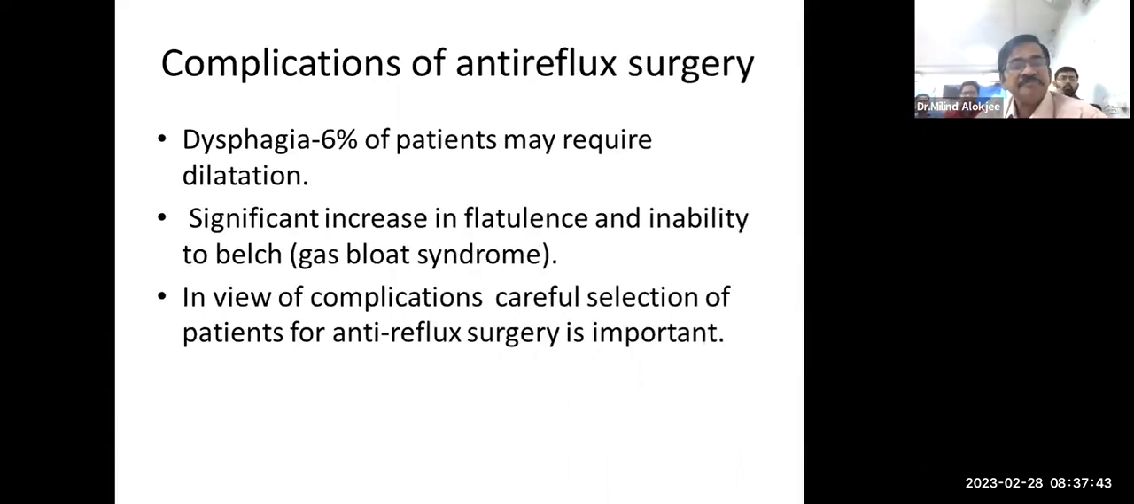So what are the complications of anti-reflux surgery? It can be dysphagia if the wrap is not properly done, significant increase in flatulence and inability to belch, gas bloat syndrome. In view of complications, careful selection of patients is important for anti-reflux surgery.